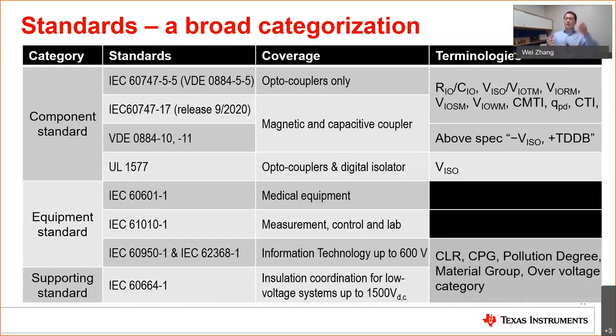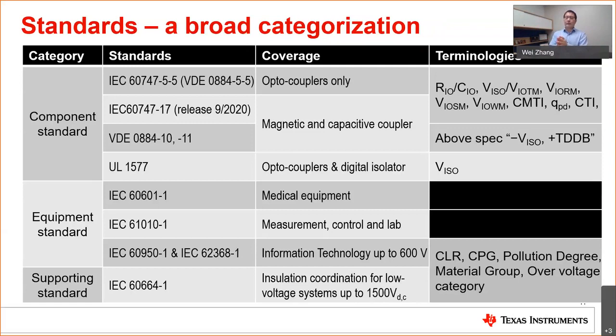Now we have so many parameters, but where do they belong? Is it for this component, or is it for the end equipment, or is it for some other supporting standards? Here is a very comprehensive view. You may have a lot of information right here, but I'm going to help you start it out. In the category, we have component standards, which tell about the component and nothing else. We also have the equipment standard where this component is used, and also some common supporting standard, which we call IEC 60664.